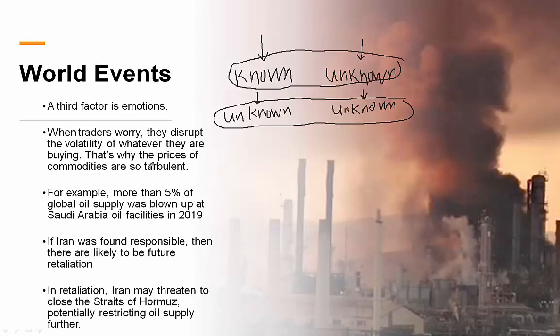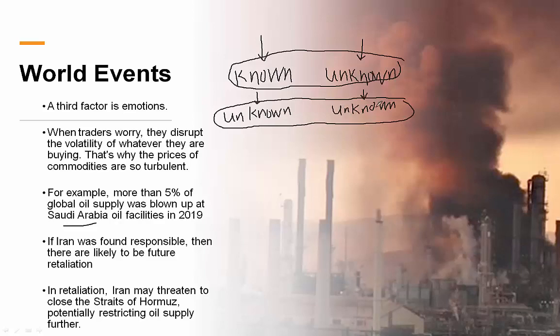So here we have an example, okay? You'll remember this oil supply that was blown up in Saudi Arabia. This happened in 2019, last year. 5% of global oil supply destroyed. When that happened, first of all, it's an unknown unknown, okay? Nobody was expecting it. Nobody knew that was about to happen.